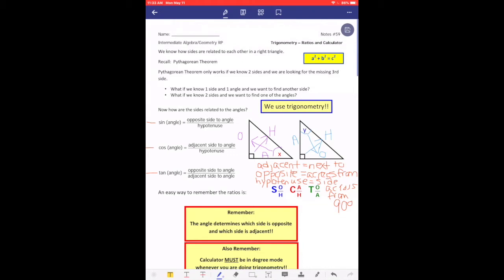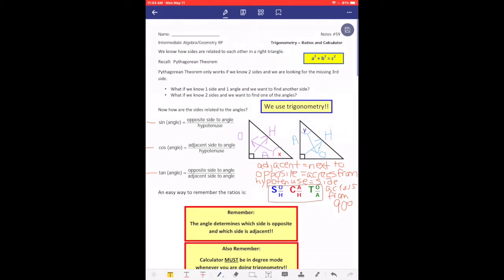So an easy way to remember the ratios is SOHCAHTOA. If you remember this phrase, SOHCAHTOA, it's going to help you remember the ratios. So sine equals opposite over hypotenuse. Cosine equals adjacent over hypotenuse. Tangent equals opposite over adjacent. So that O, A, and H goes along with the vocabulary that we just went over. SOHCAHTOA, that's your key phrase here.